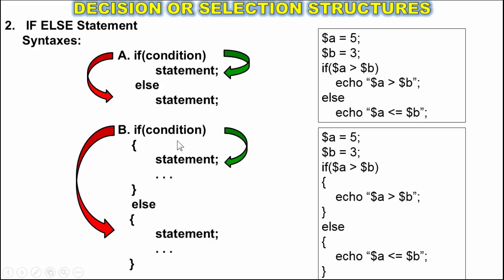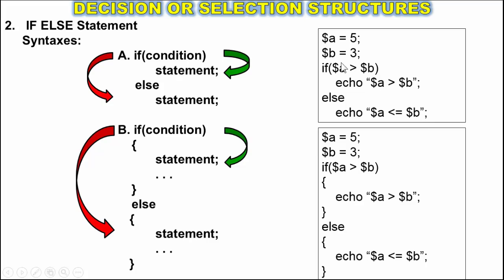The second syntax has a block statement enclosed by curly braces on both the if and else. You can place more than one statement inside the block statement. If the condition is true, then the first block statement is executed by the server CPU. Otherwise, when the condition is false, the second block statement under the else keyword is executed by the server CPU.